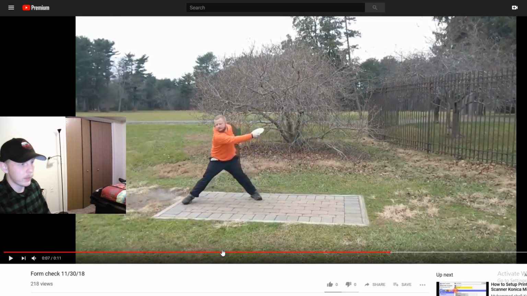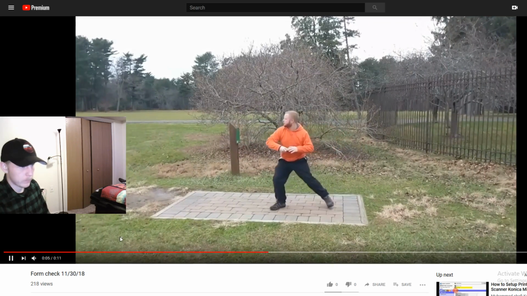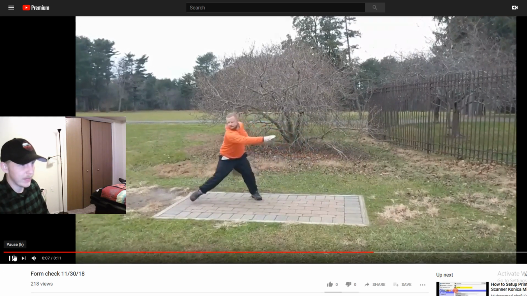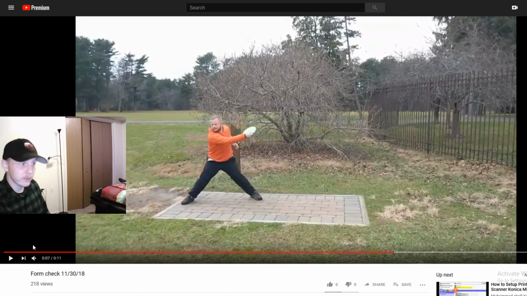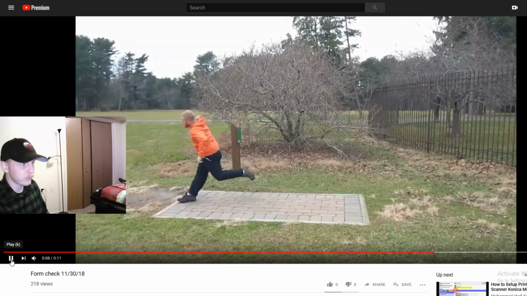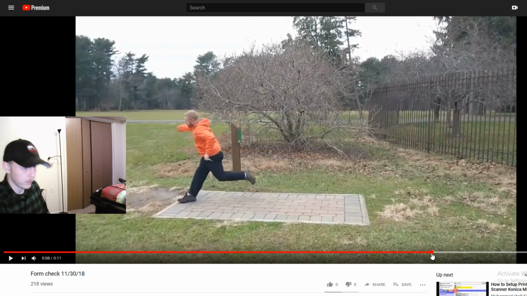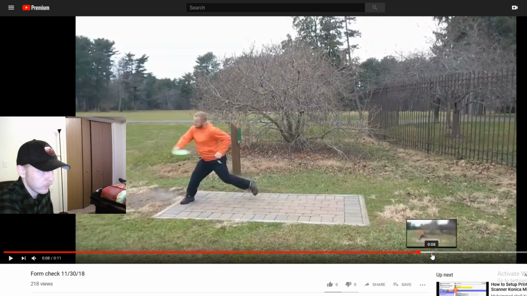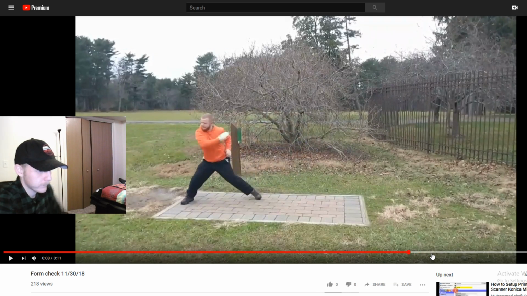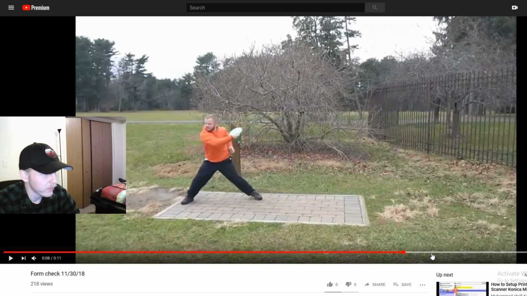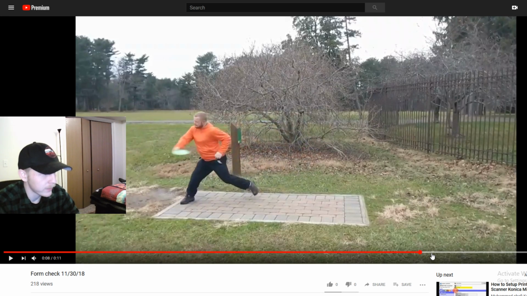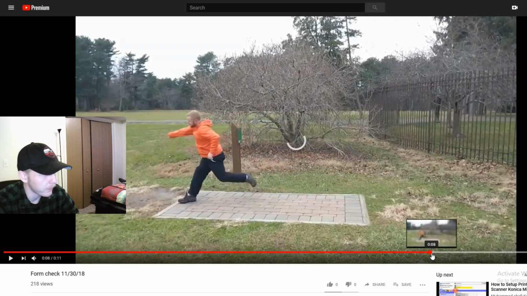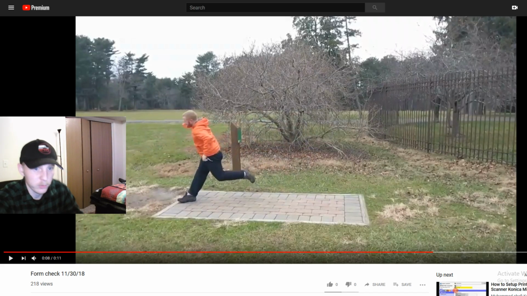So here, as we watch him throw, his reach back is up high, and now the disc is nose down, but it flips right there, and it comes out nose up. There's frame by frame. So right here, the disc is on the correct angle, and then as he throws it, it flips to be that nose-up angle.